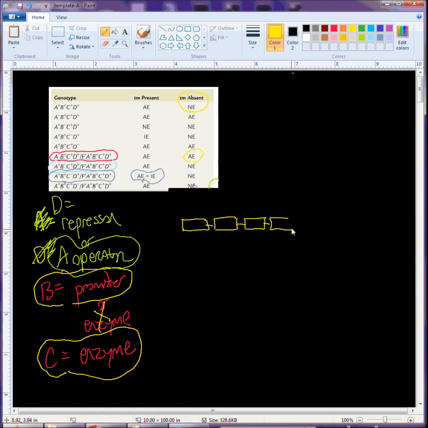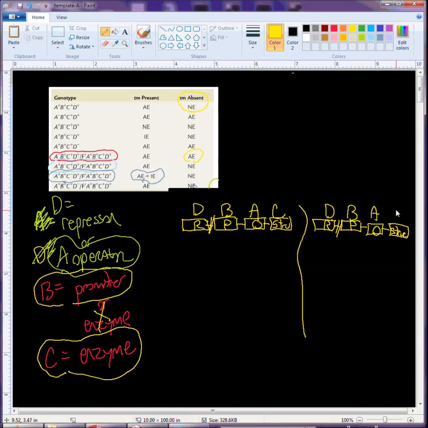Okay, you should have this memorized by now too. So 4 genes on the operon, 4 on the plasmid: repressor, not necessarily part of the operon, promoter, operator, structural; repressor, promoter, operator, structural. Our model says this is D, B, A, C, D, B, A, and C.